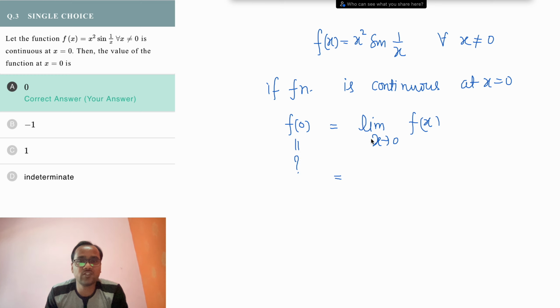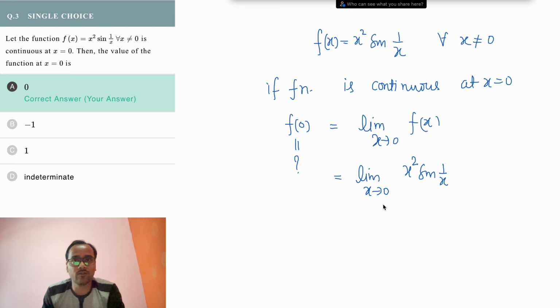So we know f0 will be limit x tends to 0 fx. So limit x tends to 0, fx is x square sine 1 upon x. See, fx is defined whenever x is not equal to 0. And since here x is tending towards 0, that means x is approaching 0, it is not exactly 0. So we can write fx as x square sine 1 by x.